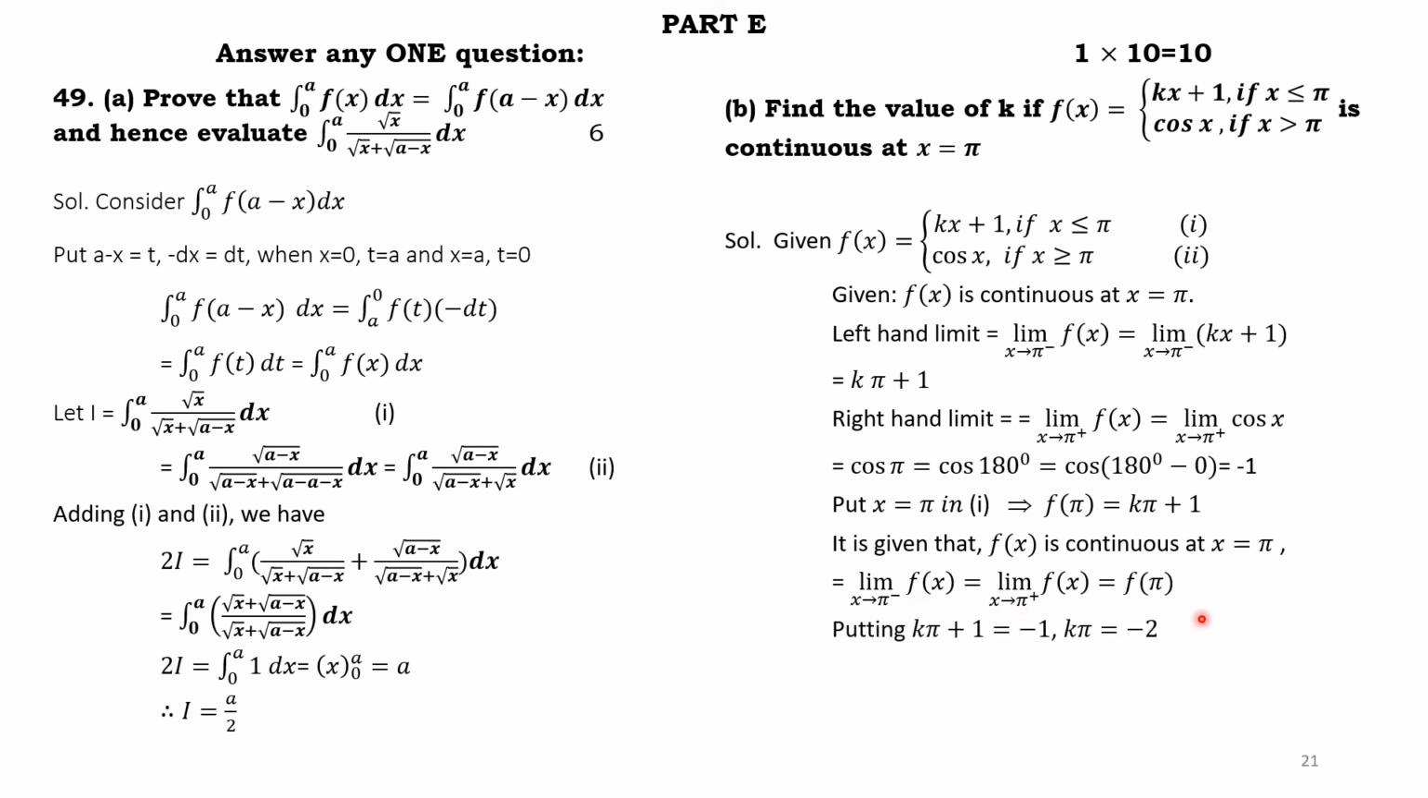Hence, putting k pi plus 1 is equal to minus 1, the 1 goes to the right hand side. k pi becomes equal to minus 2, and therefore k will be equal to minus 2 by pi.